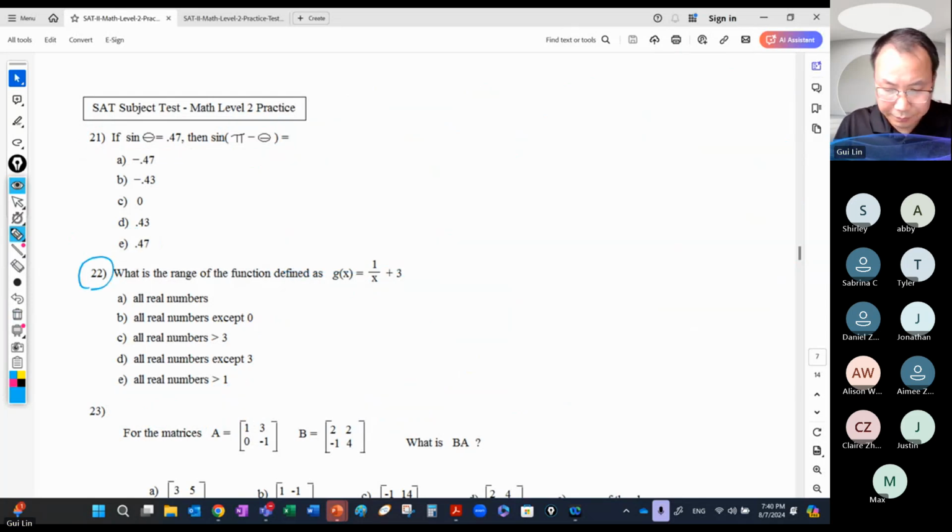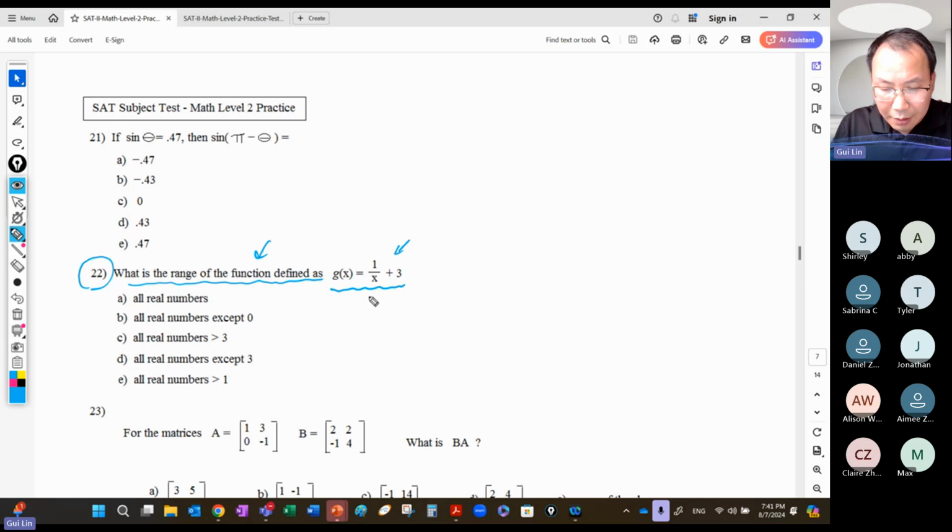22. What's the range of the function defined in this part? All right, so function. You can see this part. First, you will see x in the fraction, in the denominator. The denominator cannot be 0, right? So x cannot equal 0.